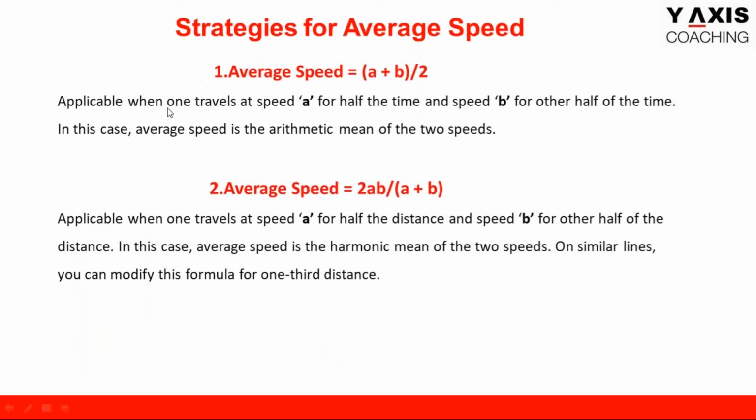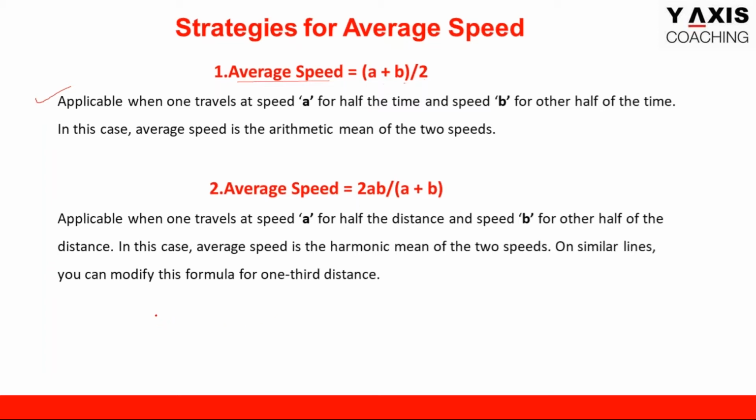Here I'm taking the average speed in the first case, when time is constant. Read the statement. The statement is saying the average speed is equal to A plus B divided by 2, applicable when one travels at a speed A for half the time and for the remaining half the speed is B. So what is the average speed of the entire journey? In this case, time is constant because it's saying for half of the time the speed is A, and for the rest half the speed is B. So what is the average speed for the entire time? That is (A plus B) by 2.